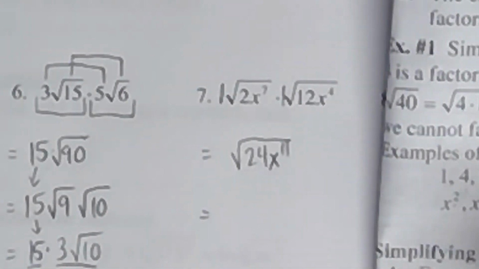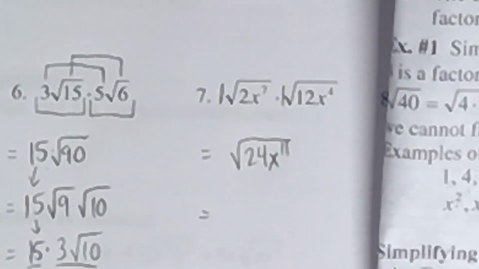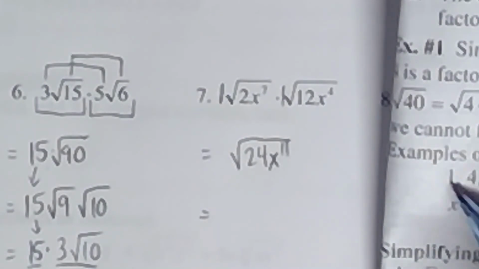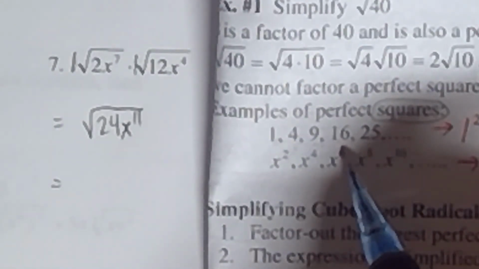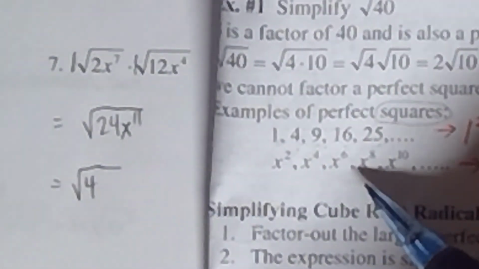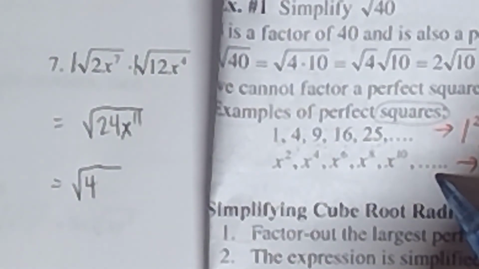Then, just like in the last problem, after we multiply the radical terms together, we simplify. So just more of the same stuff here. What's the largest number from this list right here that is a factor of 24? That would be 4, wouldn't it? And then what's the largest exponent from this list that's not bigger than 11? Well, we got 10, and then the next one is 12, isn't it? So 10 would be the largest one that's not bigger than 11.